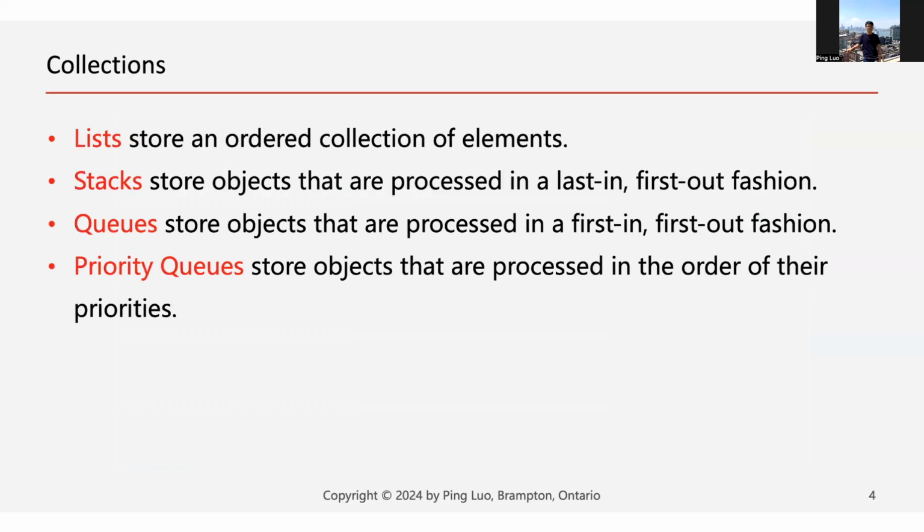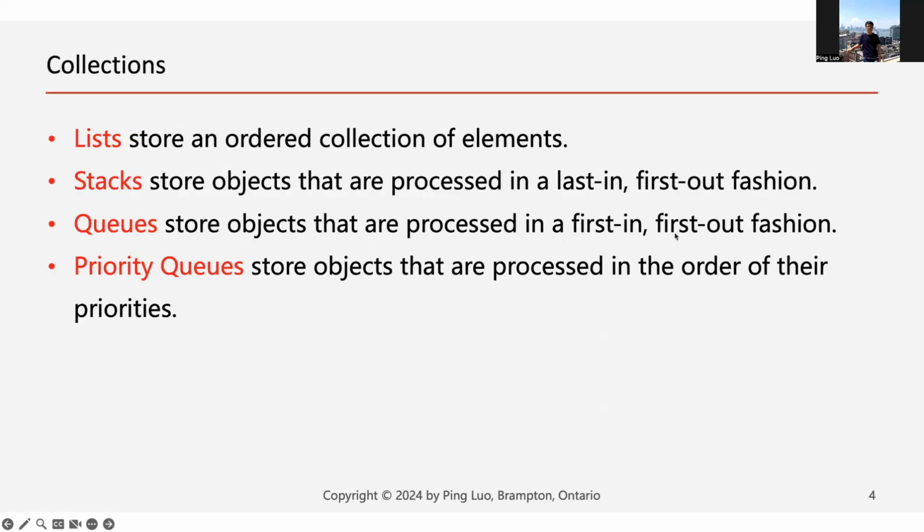So list is just like the one we are familiar with, like array list. It's just a way to linearly store a group of data. And stacks we talked about before, it's like an elevator, first in, last out. And queue is very similar to stack, except it's first in, first out.